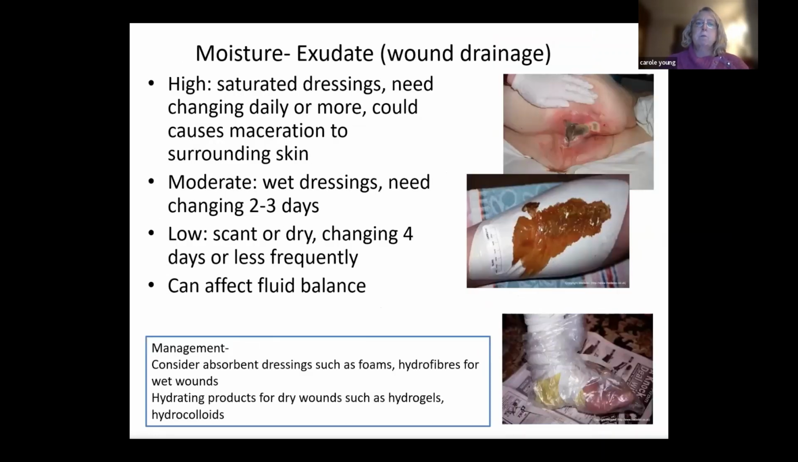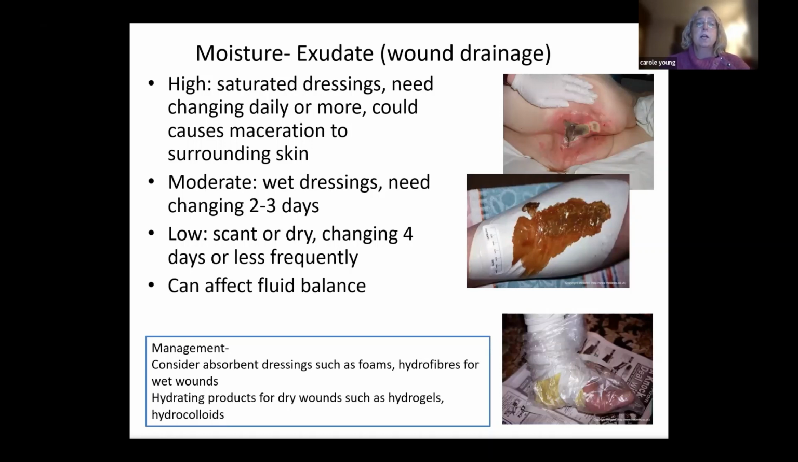Our next bit of our TIME is moisture. So looking at our exudate or our wound drainage. And that can be really challenging to assess the volume of exudate, because it's not always possible to collect the wound fluid. So we might need to rely on looking at the dressing that we've just removed to see how much exudate is in that dressing. And we generally describe this as high, moderate, or low.